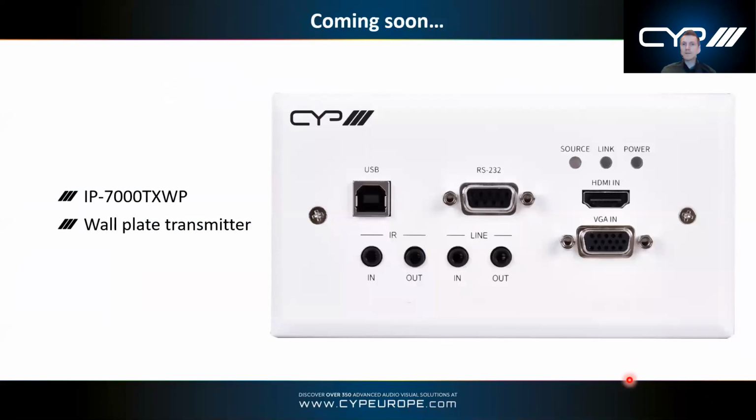Soon to be released, later this year, we believe, will be the new IP7000 TXWP, which is a wall plate, as you can see. So again, same functionality, HDMI and VGA input, RS-232 connection, and then you've got the USB as well. This is going to be, as I say, available later this year, and we'll just configure it into the system as we would any other standard transmitter.